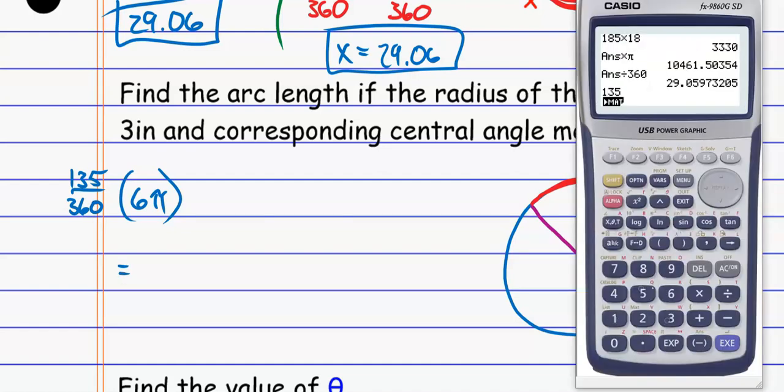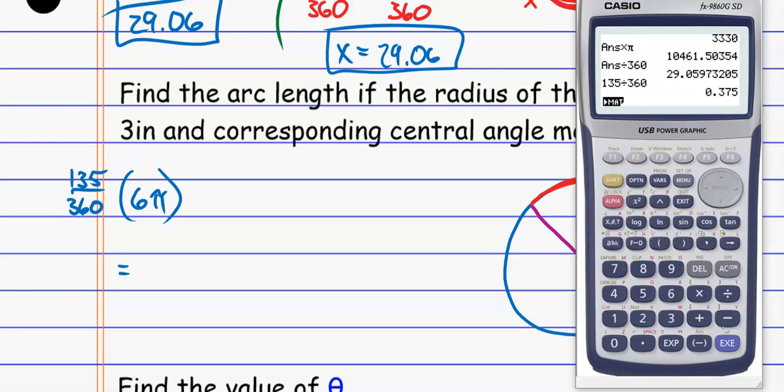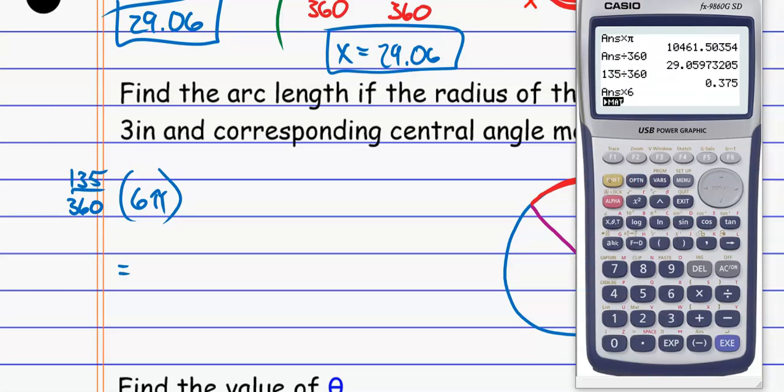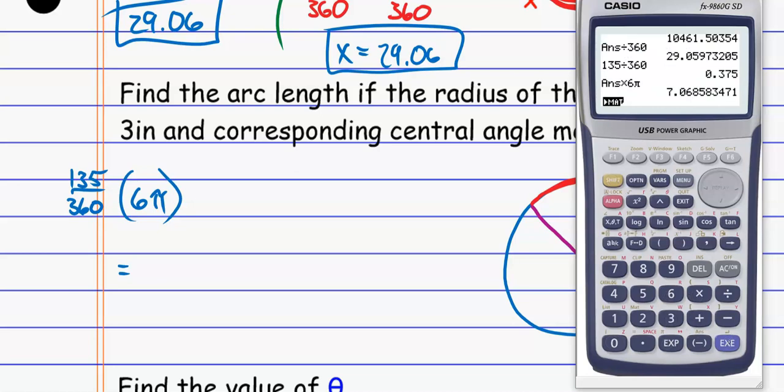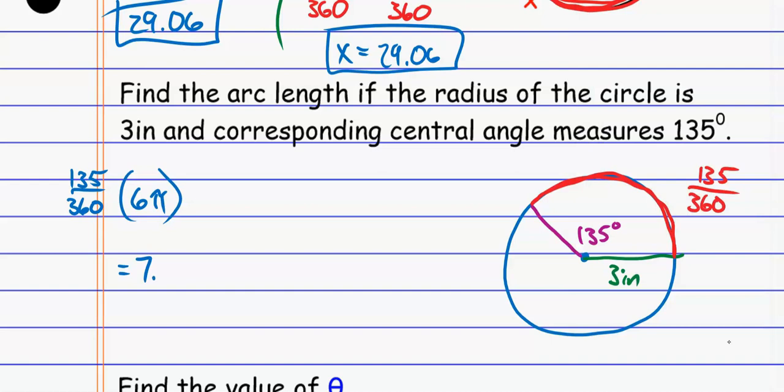So it's 135 divided by 360. And then times the 6 pi. And so it gives me 7.07. And this time I do have units, that's in inches because we're talking about a linear type of measurement. Okay, it's being measured around the curve.